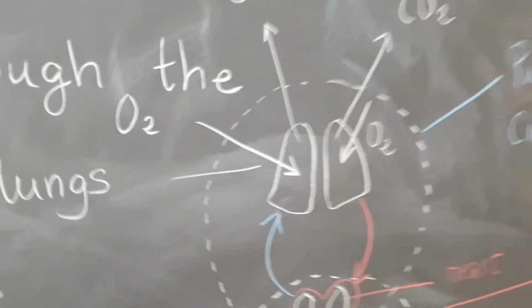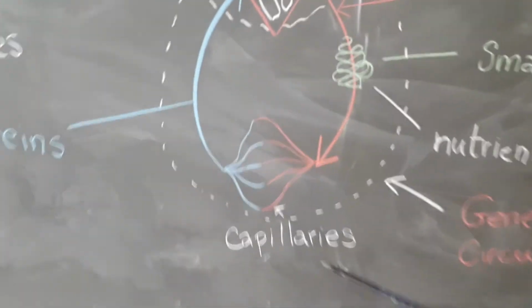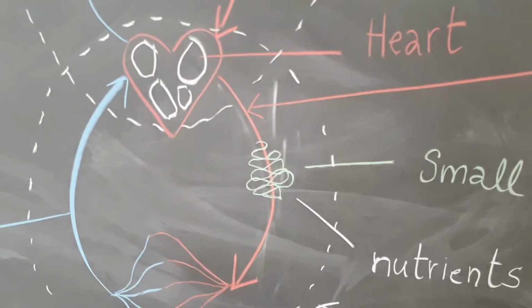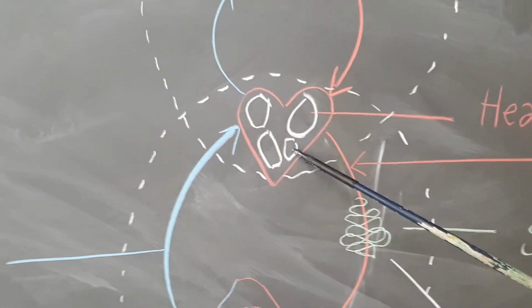Now here let me explain to you. This is the general drawing for the whole circulatory system. We have here a drawing of the capillaries. This is the small intestine. This is the heart with 4 chambers.